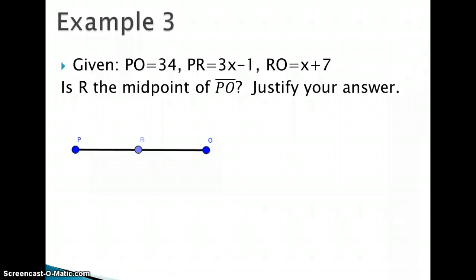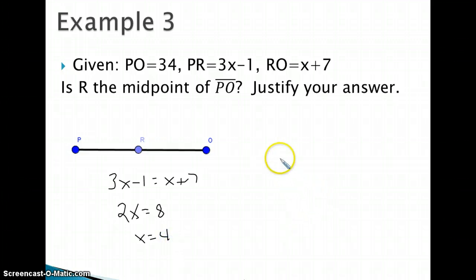Here's another method. If R is the midpoint of PO, that means that PR and RO have to be the same. So what I could do is take 3x minus 1 and set it equal to x plus 7. Now when I solve for x, I'm going to bring my x over here, so take away x on both sides, which gives you 2x. Add 1 to the other side, which gives you 8. And you divide by 2, you get 4. Now from there, that's great, I got a value of x, but it doesn't mean much. So I'm going to find out what PR is. 3 times 4 is 12. Take away 1, gives me 11. And then RO, 4 plus 7 is 11.